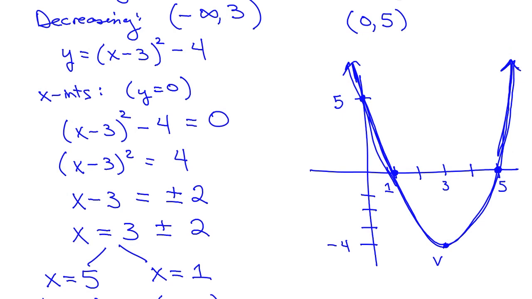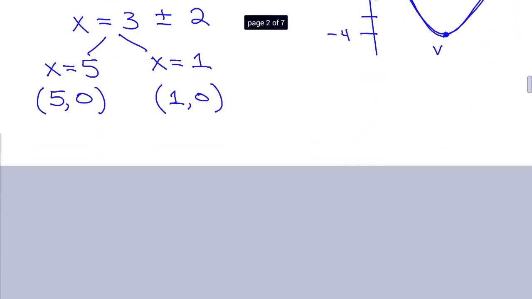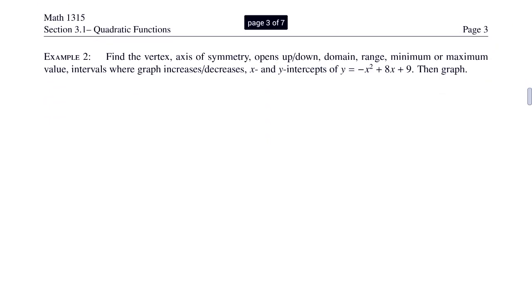Let's look at example 2. Same directions as before. This time the equation is y equals negative x squared plus 8x plus 9. Notice that this quadratic is not written in vertex form. So we need to put it in vertex form, and the key to putting it in vertex form is to complete the square.